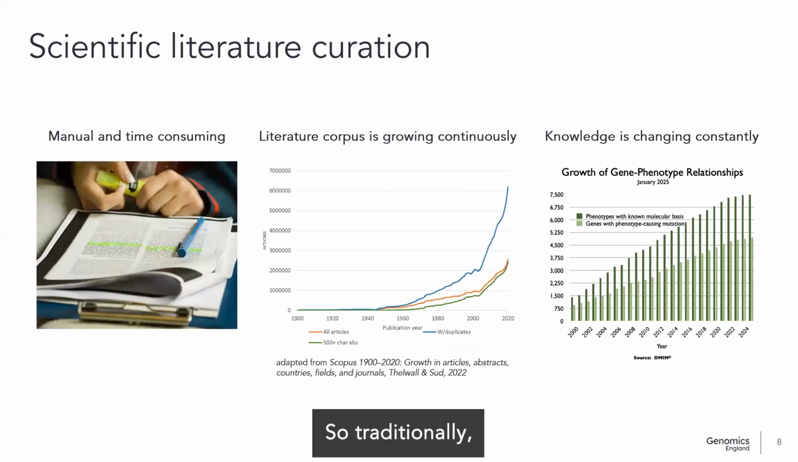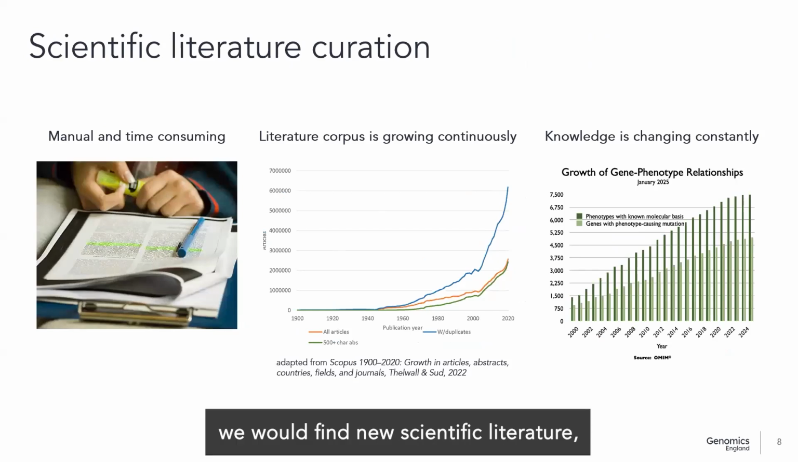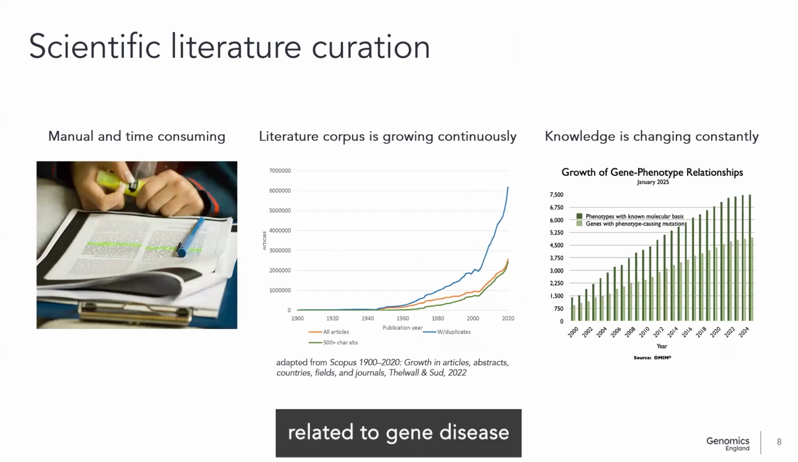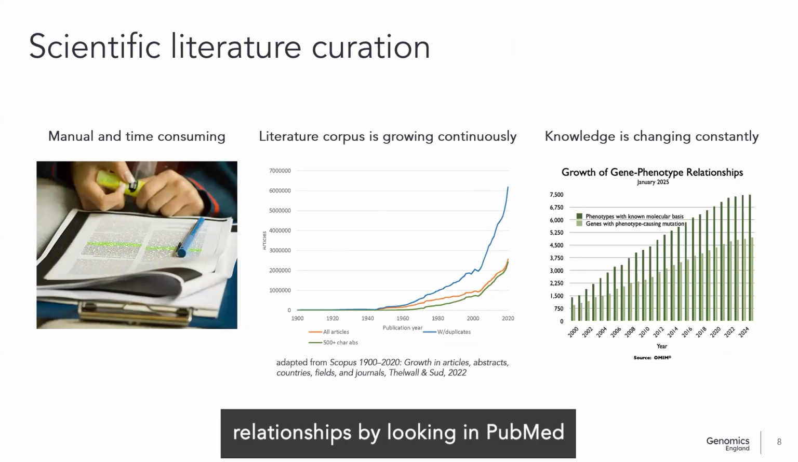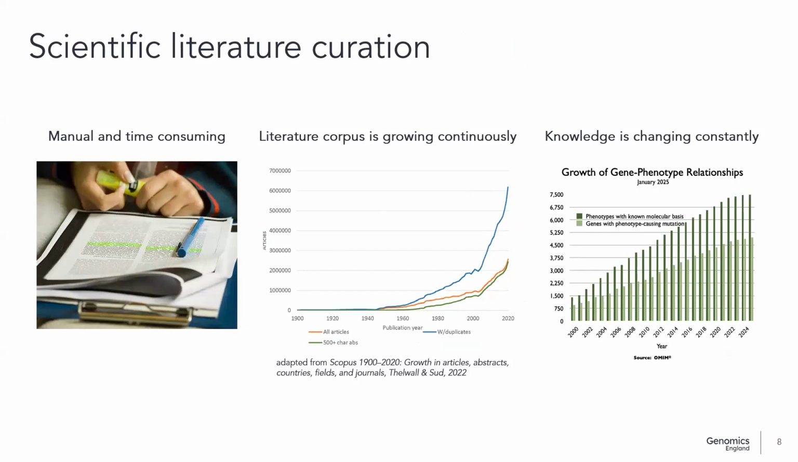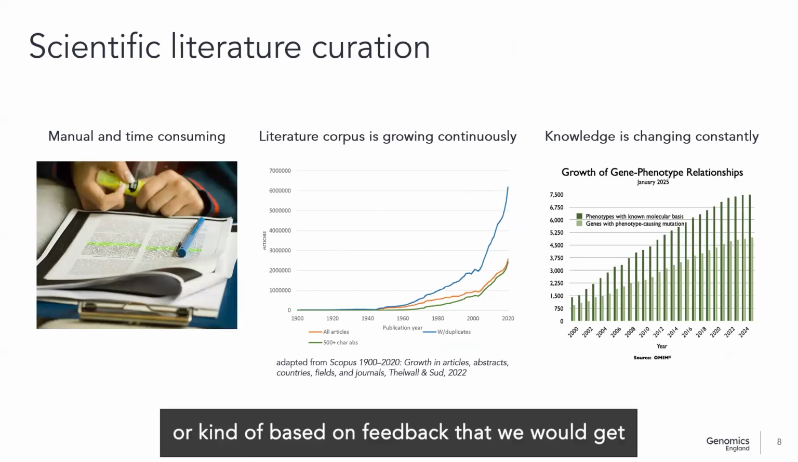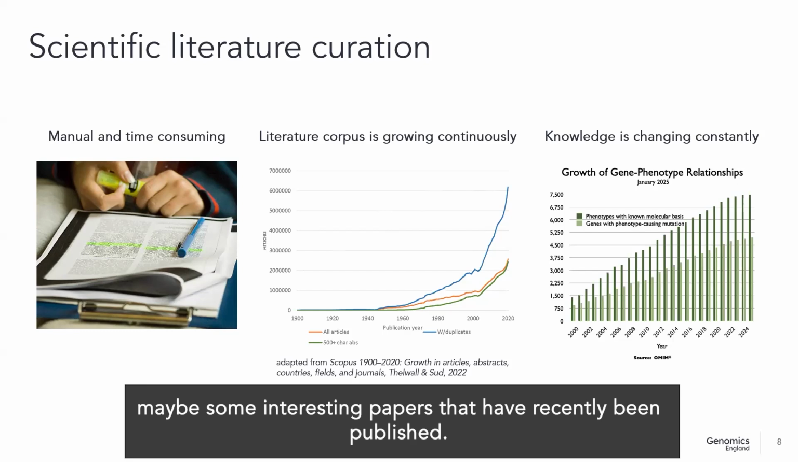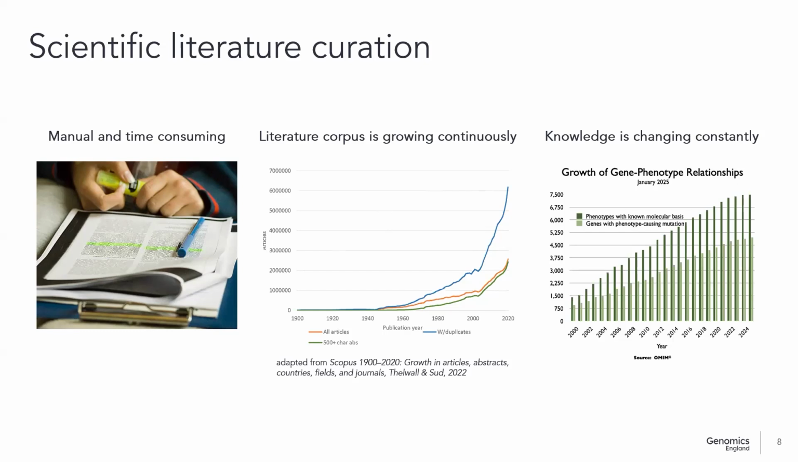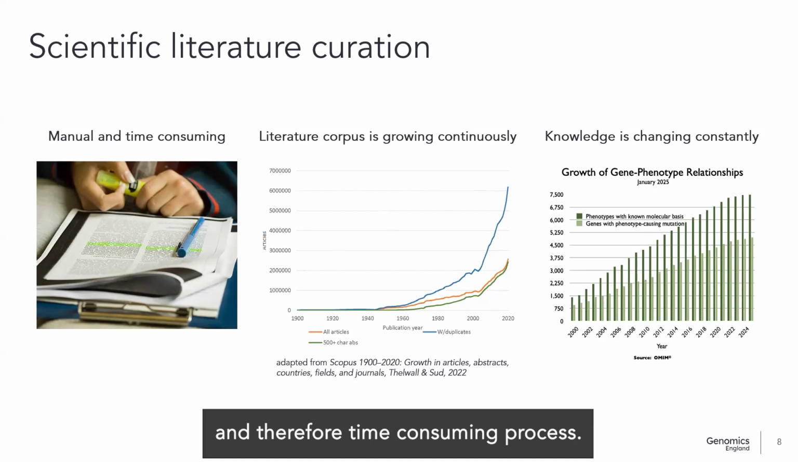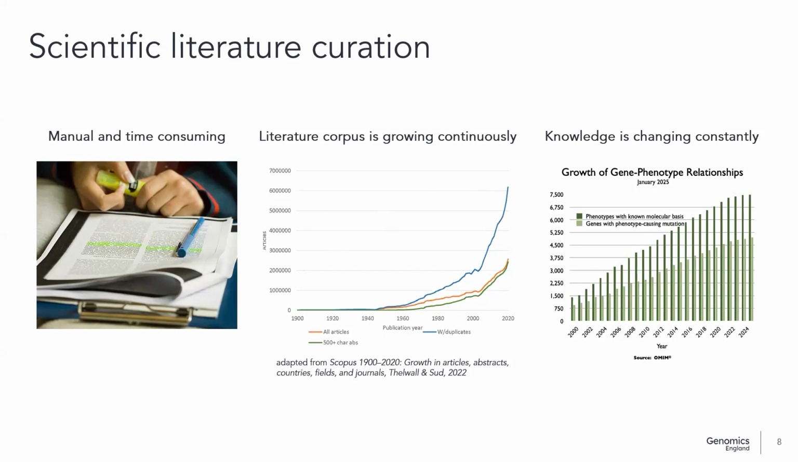So traditionally, we would find new scientific literature related to gene disease relationships by looking in PubMed or relevant scientific journals, or based on feedback that we would get from experts in the community that would tell us about maybe some interesting papers that have recently been published. But this has been a very manual and therefore time-consuming process.